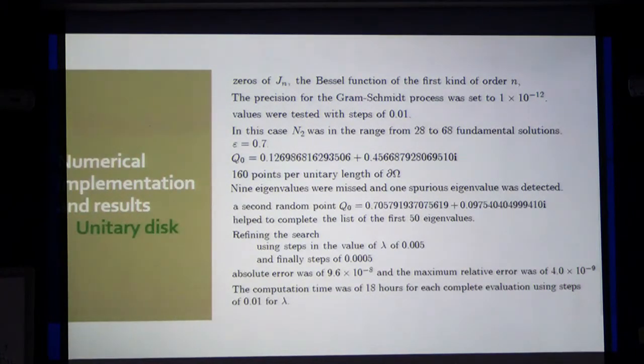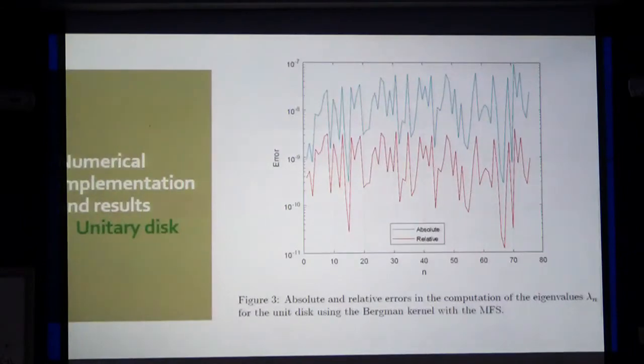And let me show the graph for the relative and absolute errors in the computations of eigenvalues for this case of the unit disk. And you can see that their behavior is more or less bounded. So the error will not increase when the number of the eigenvalue increases. As I said, here was a set of 76 eigenvalues. So those were two tests against geometries which have analytical solutions.